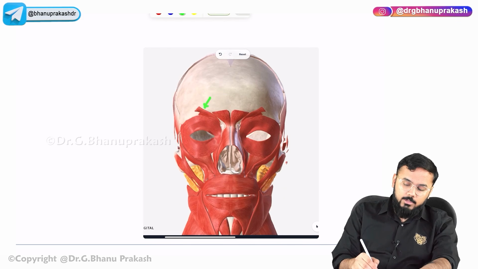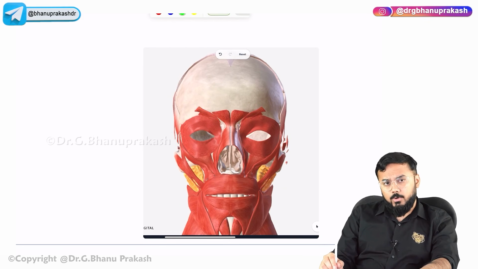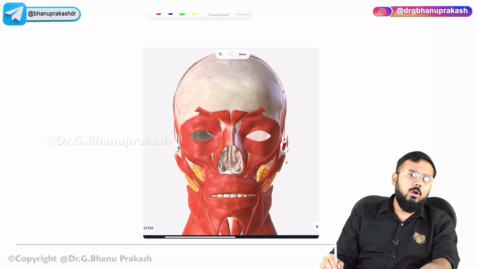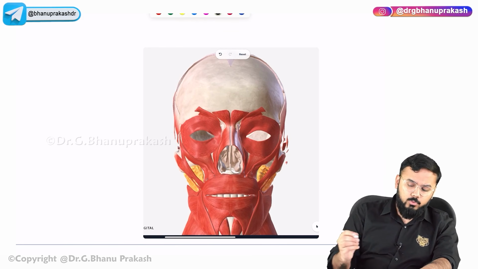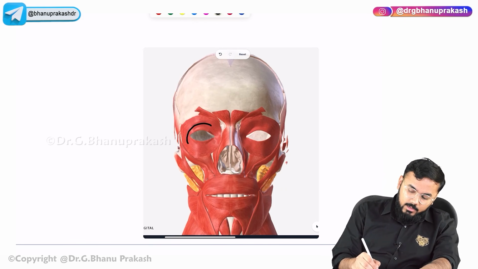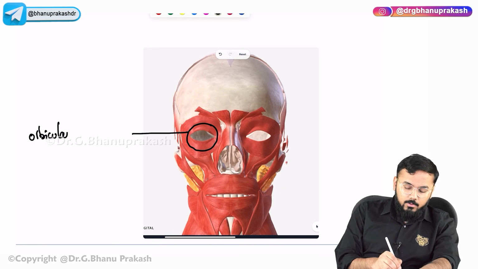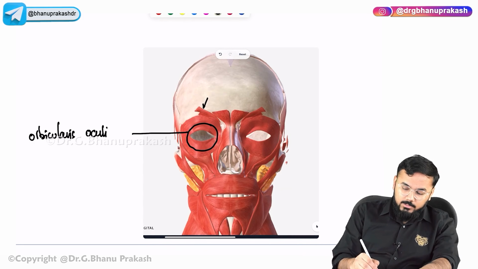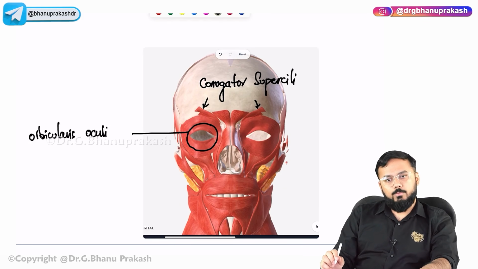Above this orbicularis oculi, you see two important structures like this, right? What are these two structures? These are called corrugator supercilii muscles. So what do we have here? This circular muscle over here is called orbicularis oculi. And next, this muscle on the top, and this muscle on the top here, is called the corrugator supercilii muscle.